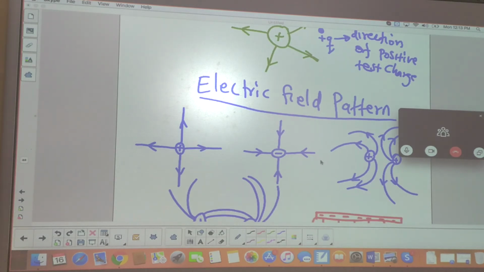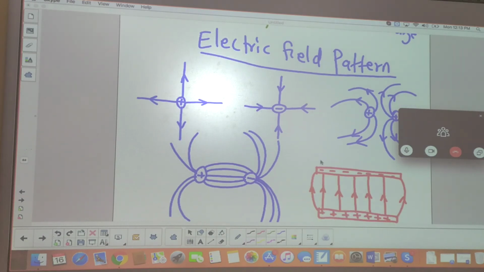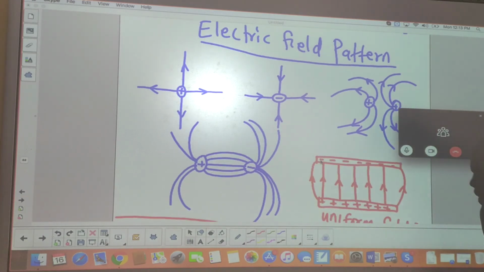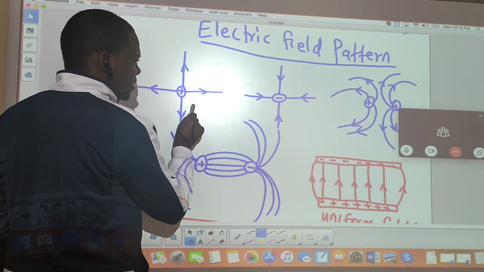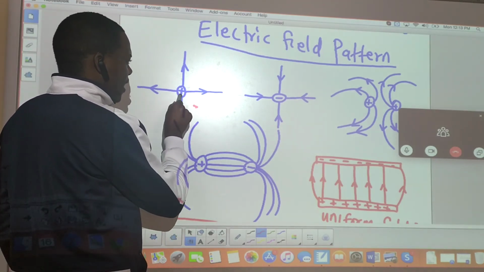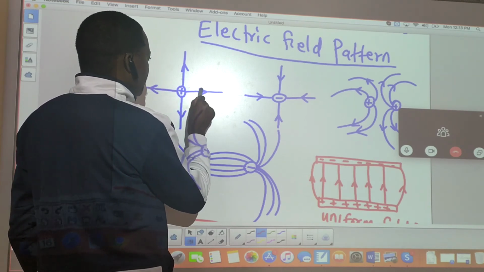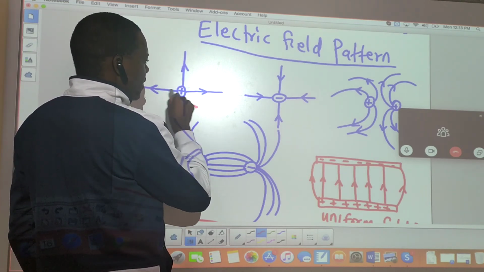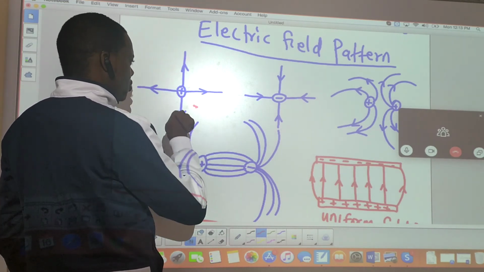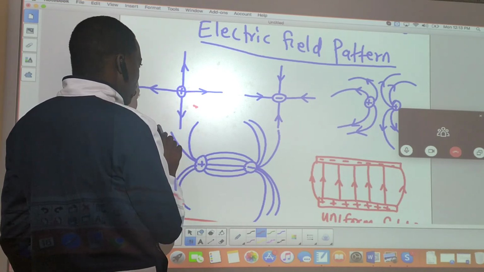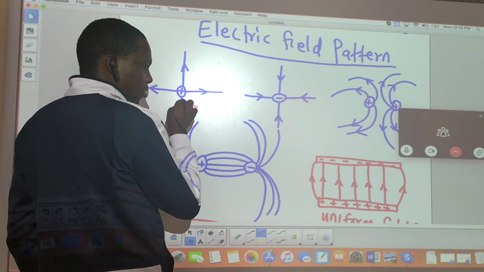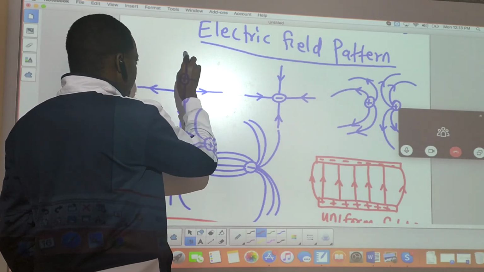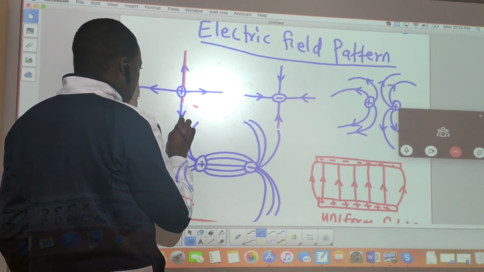Now, if you look here, these are electric field patterns. How to draw electric field patterns? Can you see this is positive? This one is positive. You can just even draw like a cross, but make sure that they do not pass through the circle. All right? Can you see this?